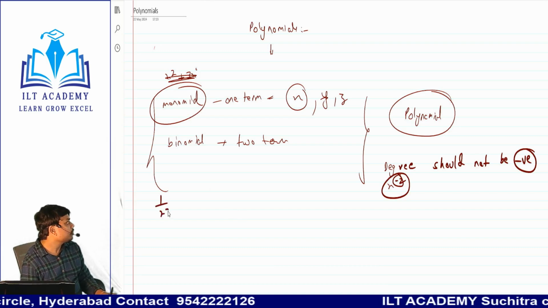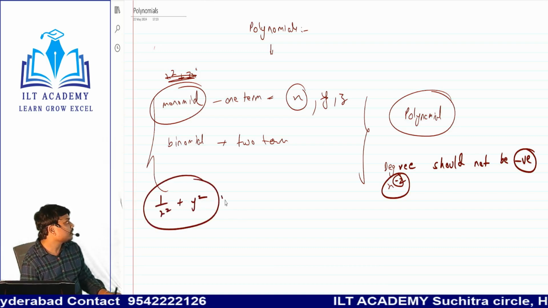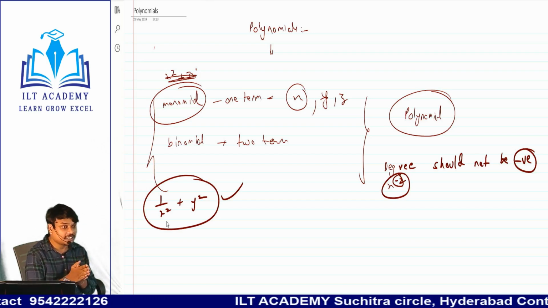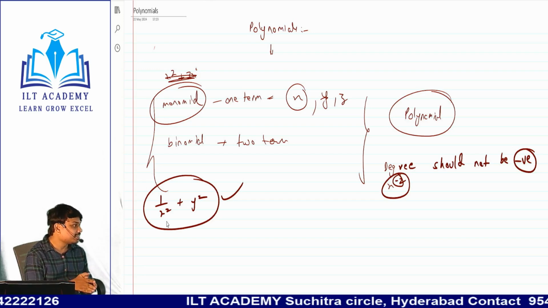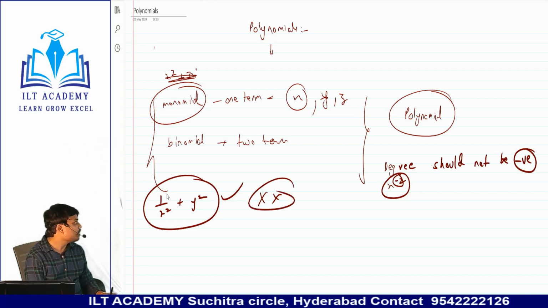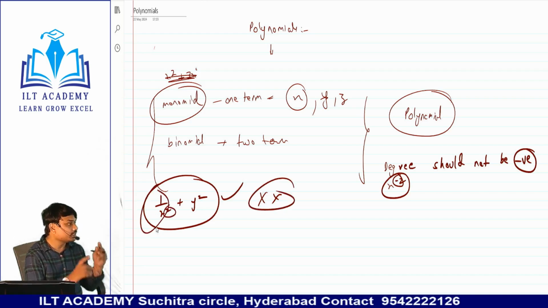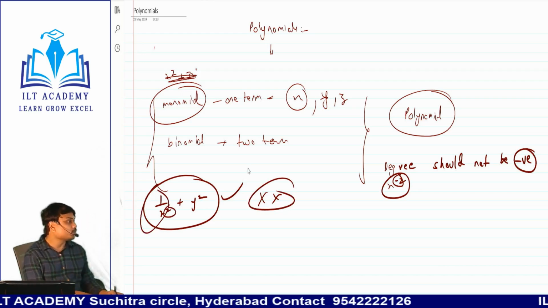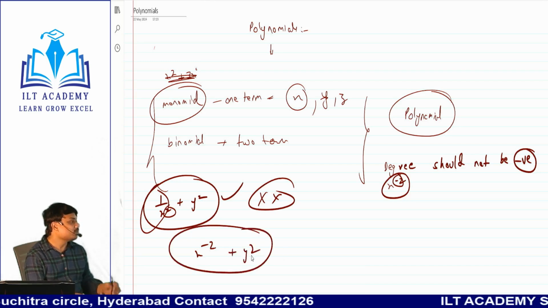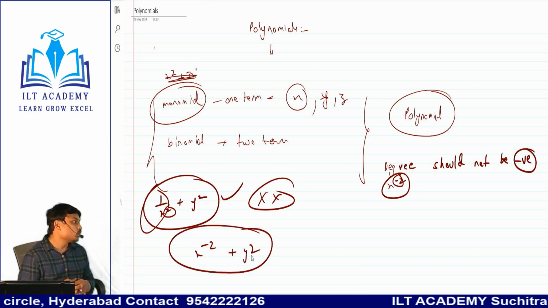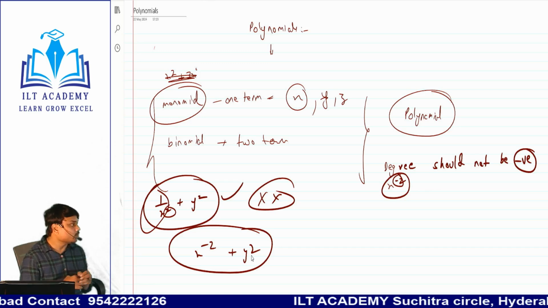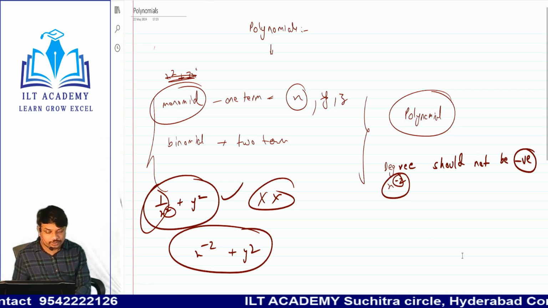Now you tell me, 1 by x square plus y square. Can this be classified as a polynomial? Yes? It is a big no. Why? 1 by x square, you are thinking this is a positive degree. But x square, if it goes up, it will become x power minus 2 plus y square. Now, can it become a polynomial? No. So a polynomial should not have a negative degree. That is one sign.